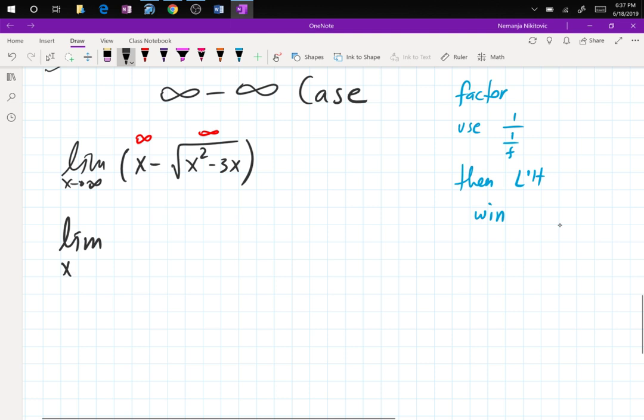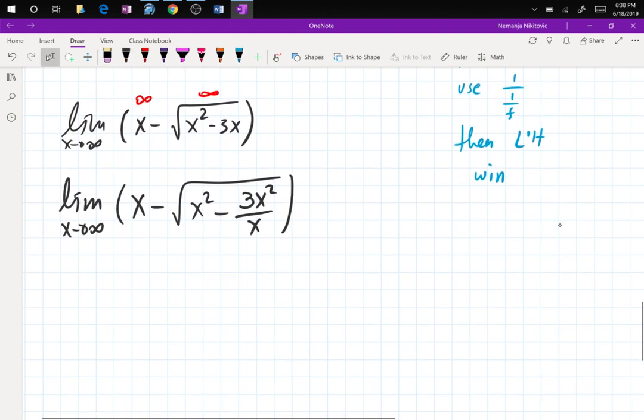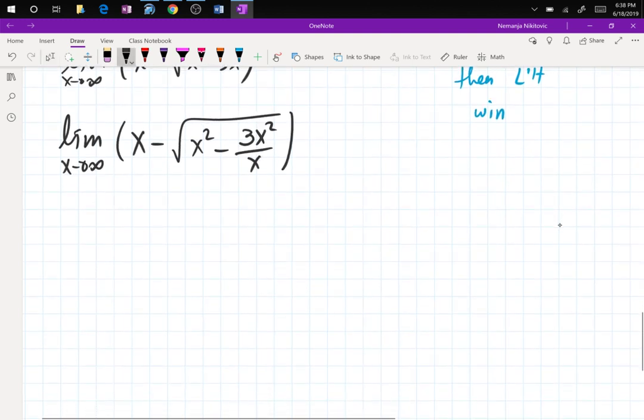So we start with the limit as x goes to infinity of x minus the square root of x squared minus 3x squared over x. What I did is I multiplied the last term by x over x, so that I can have the x squared. Now I'm going to factor x squared. That's going to jump in front of the square root as x. Then I can factor x, and then I have finally got into multiplication.